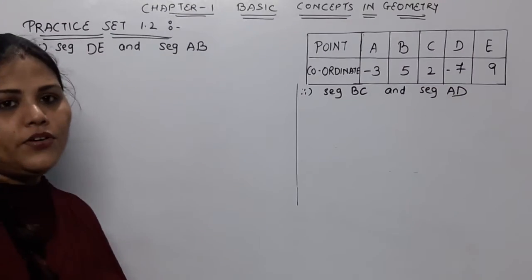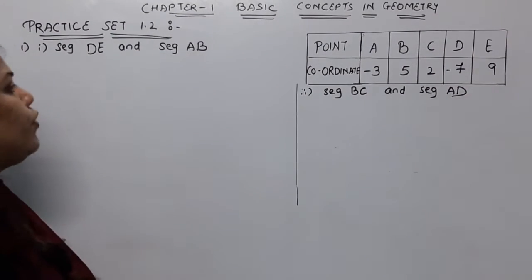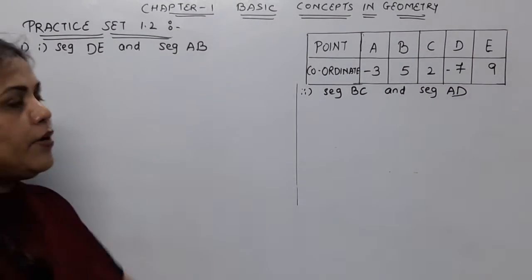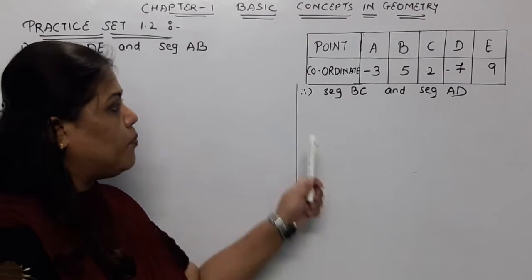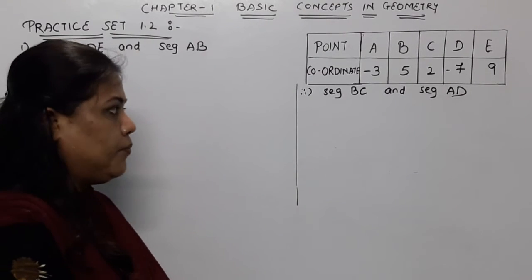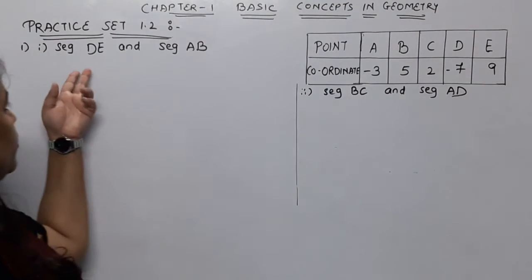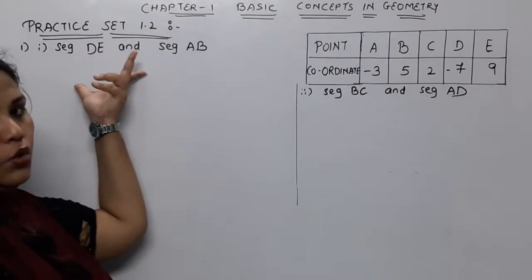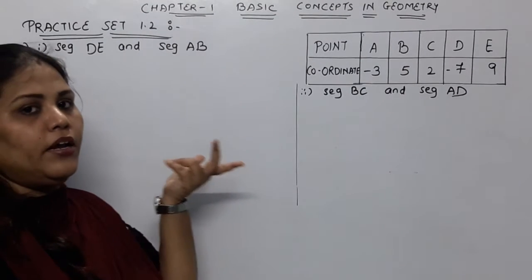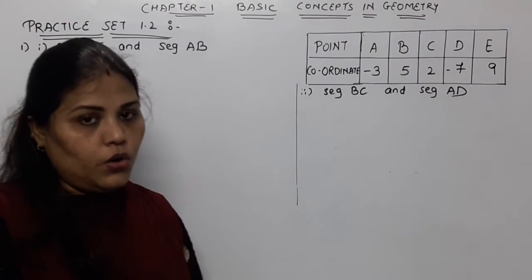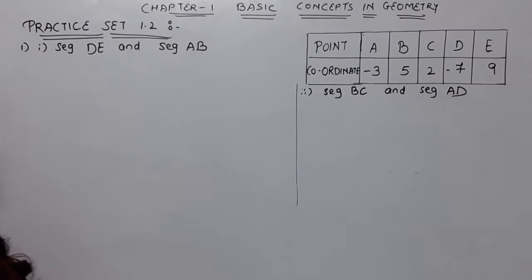Understood? Now see the first sum of practice set 1.2. Here one table is provided to you in which some points and coordinates are given. Now we have to calculate the distance between two segments and compare if they are congruent or not. So see the first sum, seg DE and seg AB.